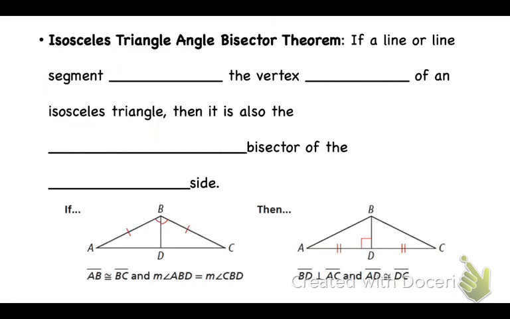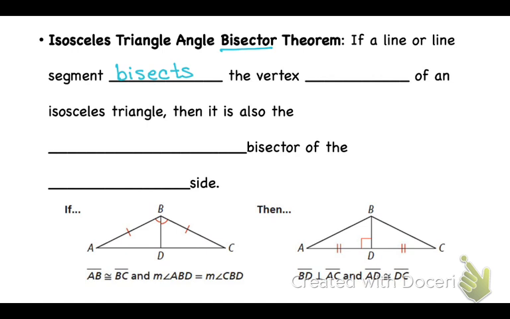Okay. Isosceles triangle bisector theorem. An isosceles triangle is a triangle that has 2 equal sides. Yes? What does a bisector do? Bisects it in half. 2 equal pieces, yes? Okay, so it says, if a line or line segment bisects, is that blue okay to see? Everyone see that blue okay?